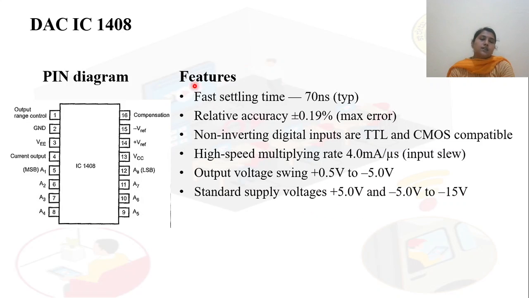So these are the different DAC ICs available in the market. The ICs are DAC IC 0808, DAC IC 08, DAC IC 0832, DAC IC 1408.